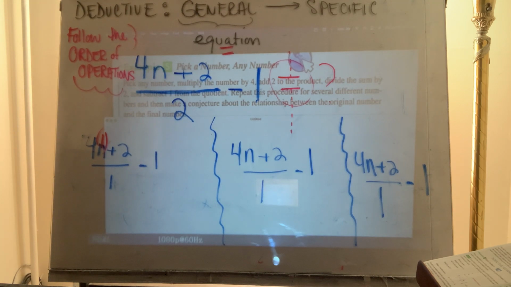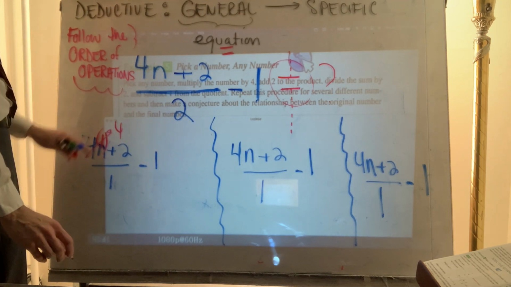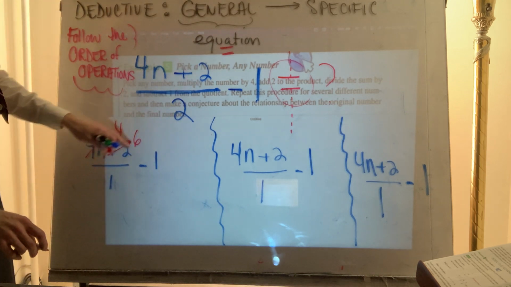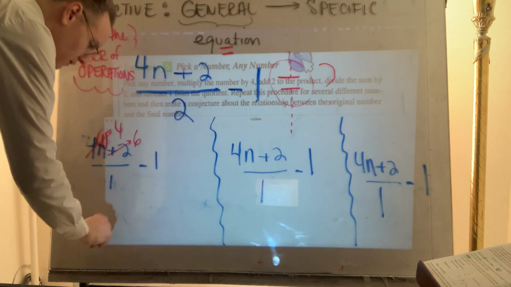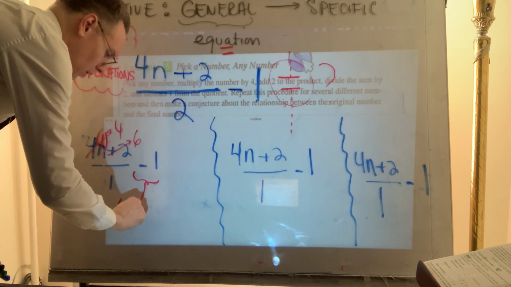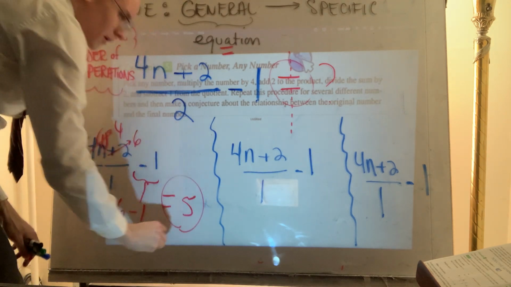Okay. So 4 times 1 is just 4. 4 plus 2 is 6. 6 divided by 2 is 3. 3 minus 1 is equal to 2. Save that number.